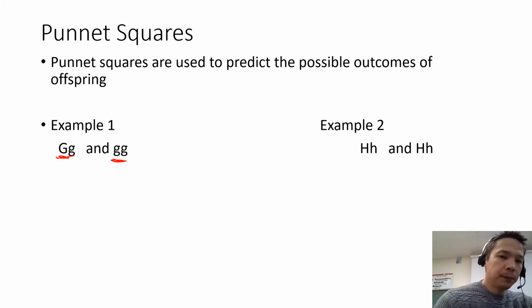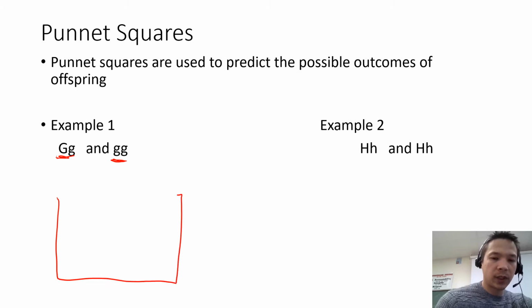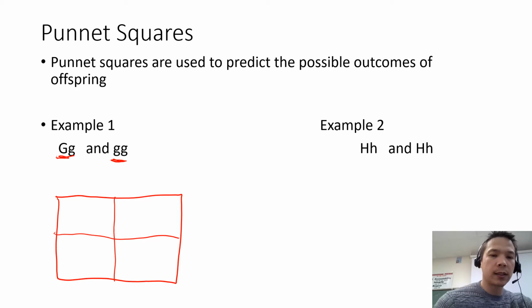What a Punnett square is, is that we just make a big square like this and divide it into 4 boxes. We place one parent on this side right here. So I'm going to place big G, little g. And then I take the other parent and place it on this side right here, little g, little g.